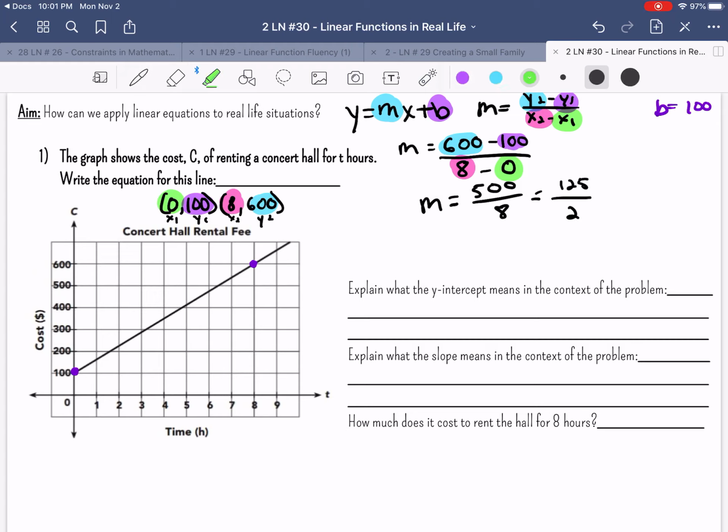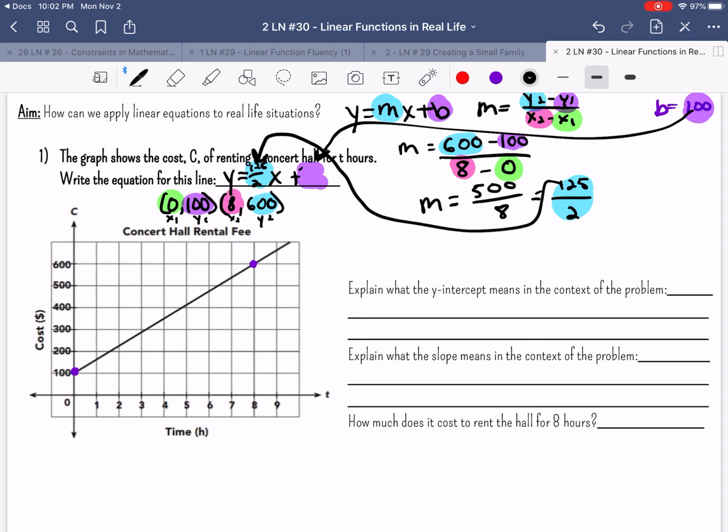So let's look again at our equation of a line. y equals mx plus b. So I'm doing my color coding magic here. I'm going to take my slope and put it here. 125, oh, I need more room than that. 125 over 2. And then I'm going to take my y-intercept and put it there. So that's my equation of the line.